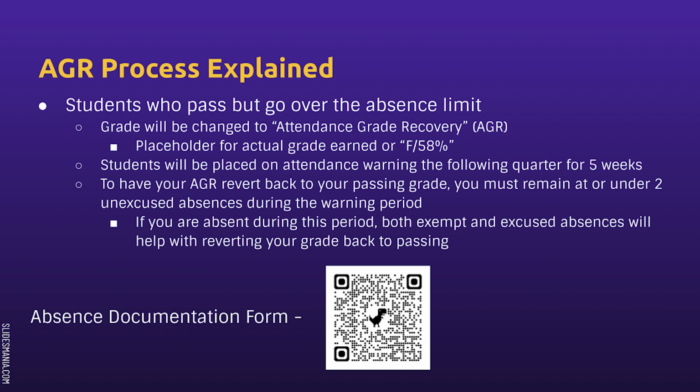During those 5 weeks, the plan is to hopefully not have more than 2 unexcused absences. If you go over 2, but you've provided notes, both exempt and excused absences will bring your passing grade back. That's where a lot of the confusion lies, where yes, excused absences will still push you into AGR, but while you're in AGR, both excused and exempt absences will get you out of AGR. What we're trying to do is reduce the amount of students not being where they're supposed to be, not coming to school for illegitimate reasons.